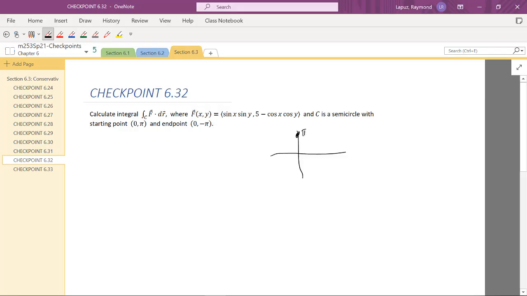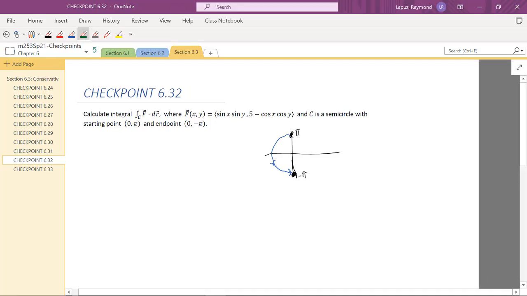Let's say pi is up here, 0 comma negative pi. Negative pi is down here. Semicircle, it could be starting at this point. They don't say if it's clockwise or counterclockwise, but if it was counterclockwise, we'd be going this way, or if it's clockwise, we'd be going the opposite way.